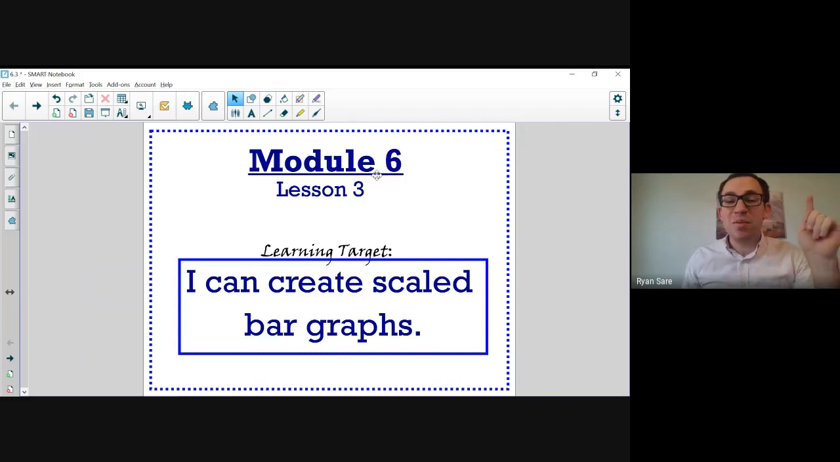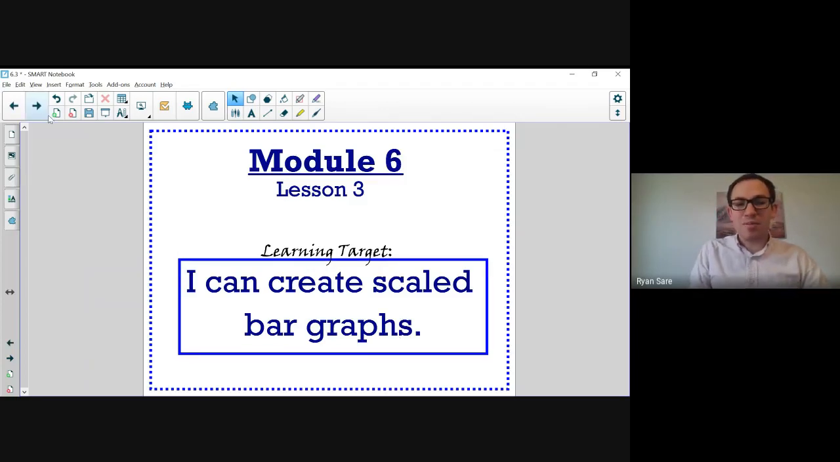So today we're going to be doing Module 6, Lesson 3. And our goal today is to be able to create a scaled bar graph. We talked yesterday about how we can take tape diagrams and make them vertical, and how that's going to help us be able to make bar graphs. So today we want to be able to make bar graphs. We're going to focus a little bit on what that means to have a scaled bar graph, because that's an important part of making a bar graph, and we're going to talk a lot about that today.